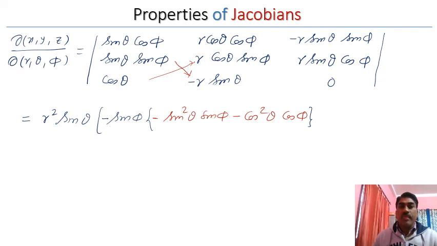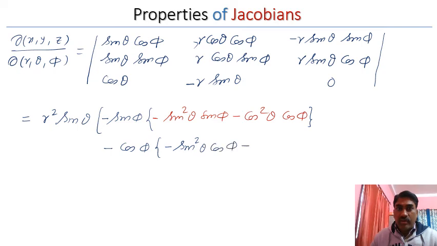With the second element in the same column we will get minus cos phi, and open this also. Open with the cos phi. So with cos phi you will get sin square theta cos phi and cos square theta cos phi again. So this will become minus sin square theta cos phi minus cos square theta cos phi.